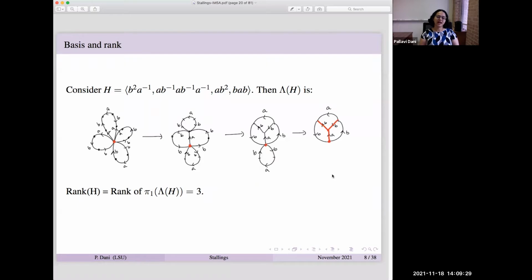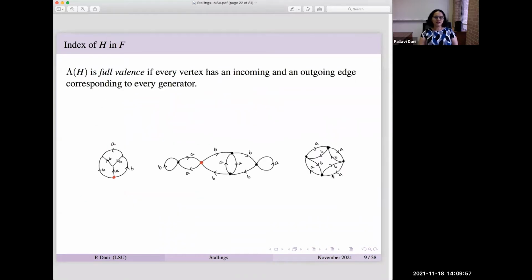the group H. And so the rank of H can be computed by computing the rank of the fundamental group of this graph, which can be done by just choosing a maximal tree and seeing how many edges are not in the maximal tree. And similarly, you can use the same maximal tree to pick a basis for this free group. So this clearly gives a method for finding the rank and basis for any finitely generated subgroup of the free group. Similarly, you can determine the index using the same thing.